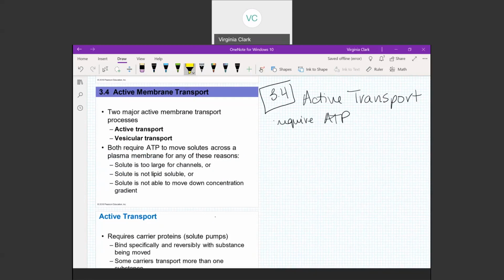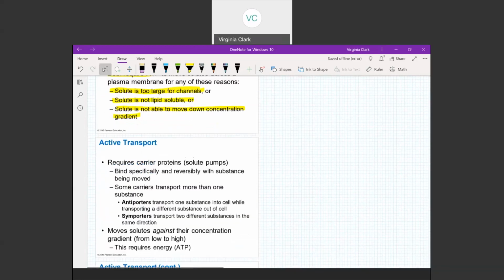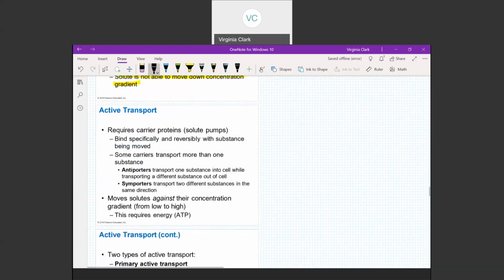The reason you need active transport is because it does require ATP, but the reason is that the things that need to move across the plasma membrane are too large. They are not lipid soluble, or they do not move down their concentration gradient. They need to move opposite their concentration gradient. So these are the things that need to be pumped across the plasma membrane. So an active transport does require a carrier protein. These are usually going to be called pumps. So there's some sort of carrier protein that will be utilized in order to pump things across the plasma membrane.